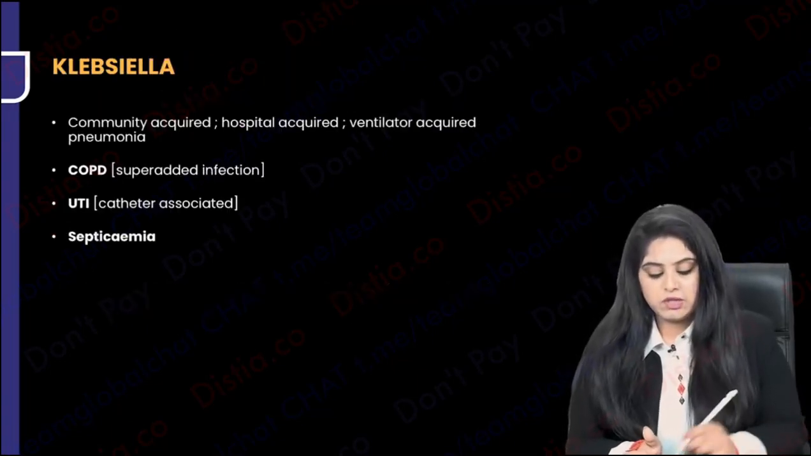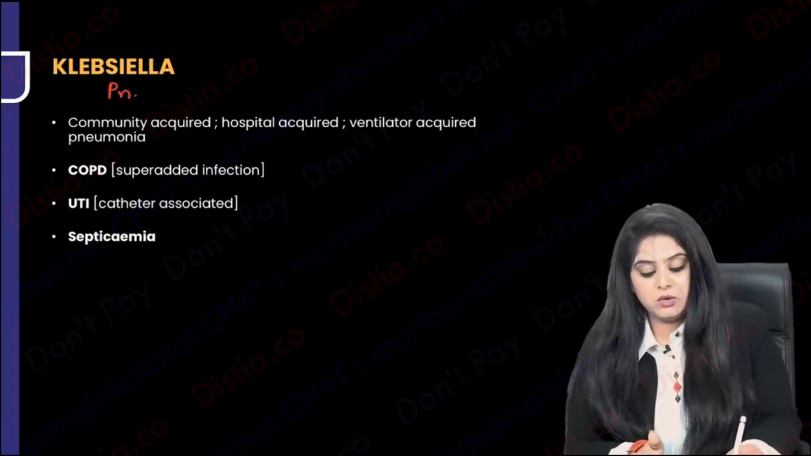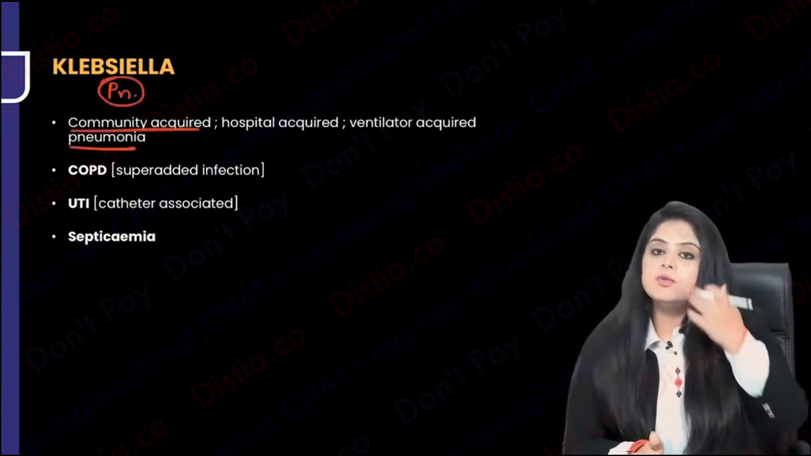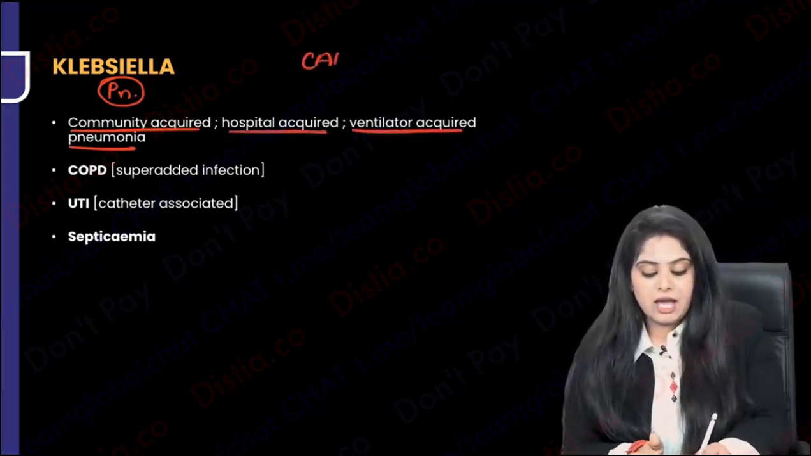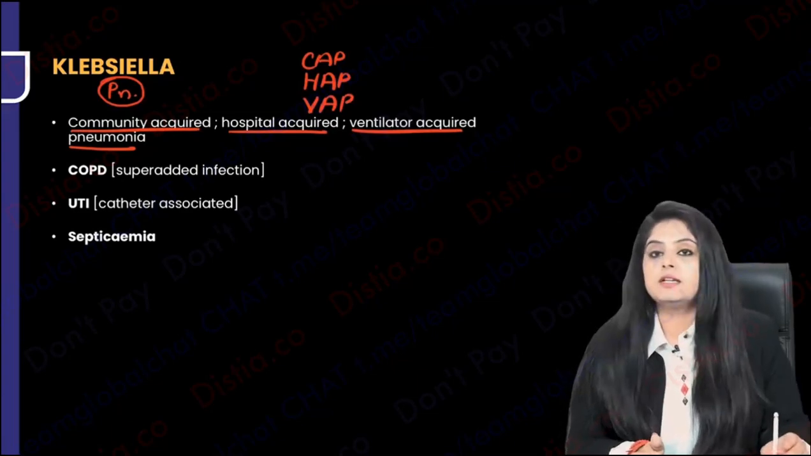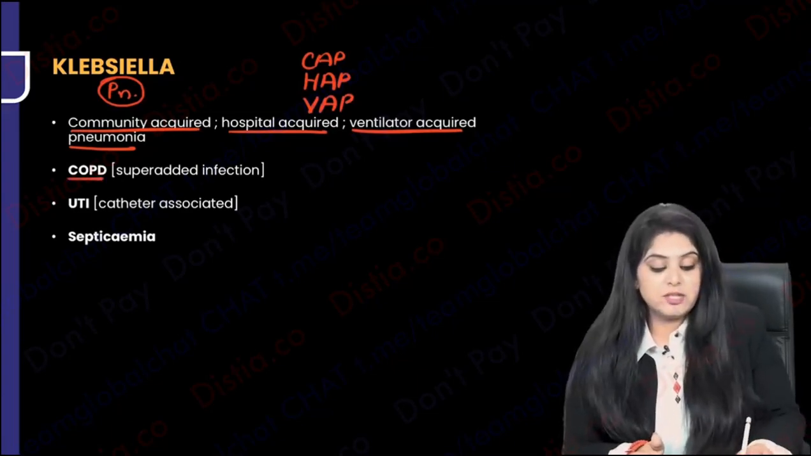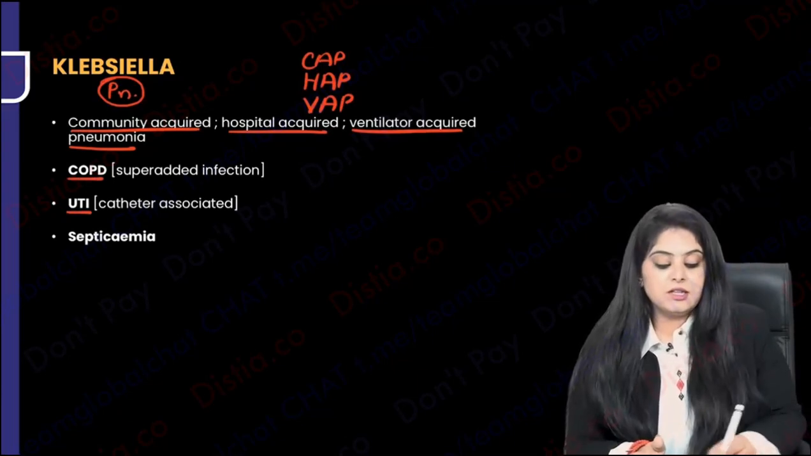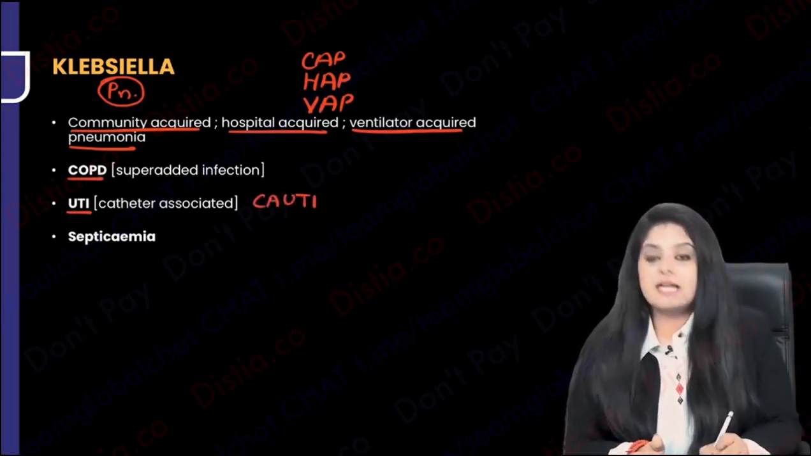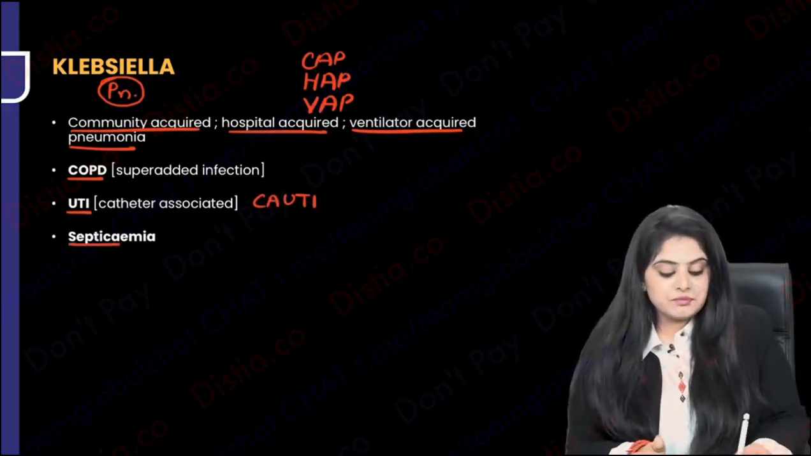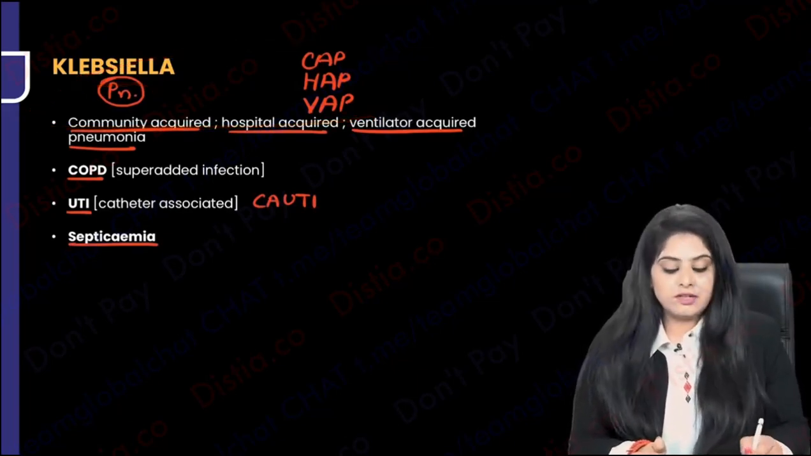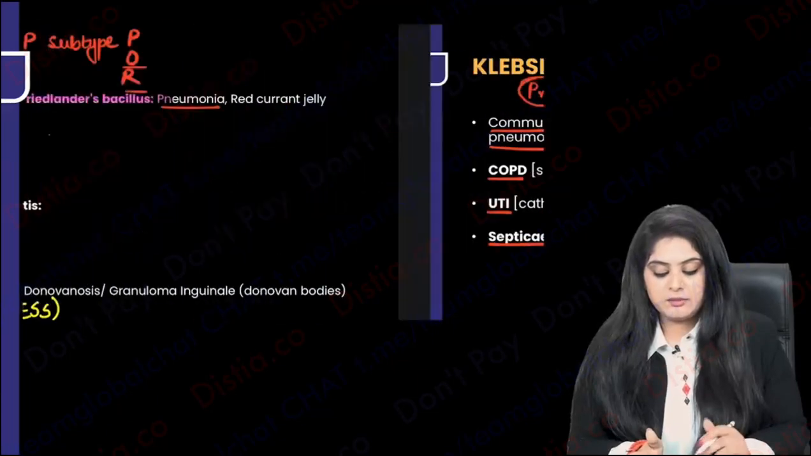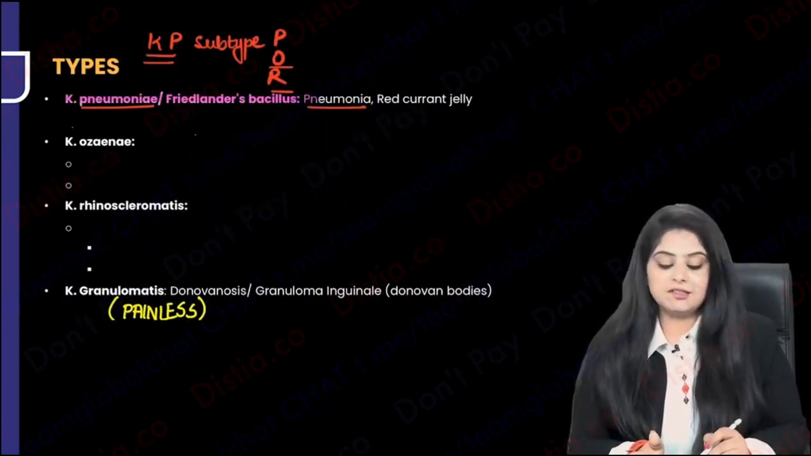So first let me tell you what all this Klebsiella pneumoniae causes. It causes pneumonia, which can be community acquired pneumonia, hospital acquired pneumonia, ventilator acquired pneumonia. So CAP, HAP, VAP. Also, this can cause exacerbations in COPD patients. This can cause CAUTI. What is CAUTI? Catheter associated UTI. And it can cause septicemia. So primarily, of course, it's pneumonia, but it can cause a lot of other things also. That was Klebsiella pneumoniae, the pneumonia of Friedlander's bacillus.